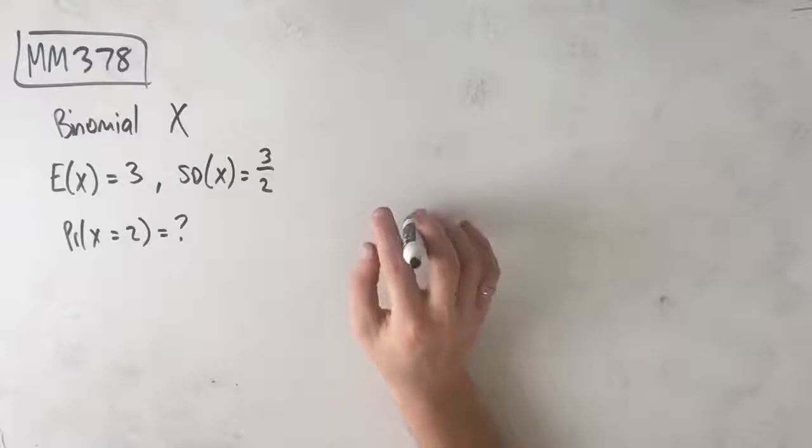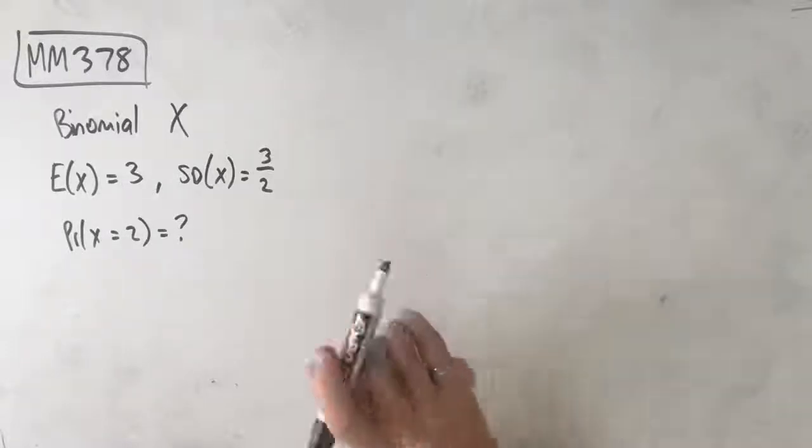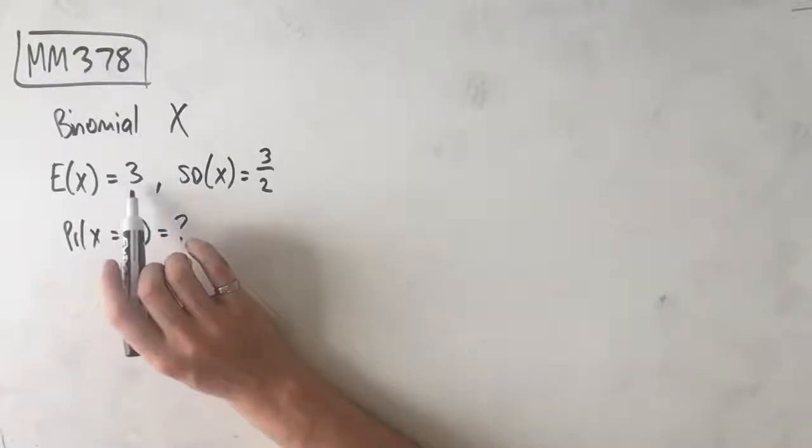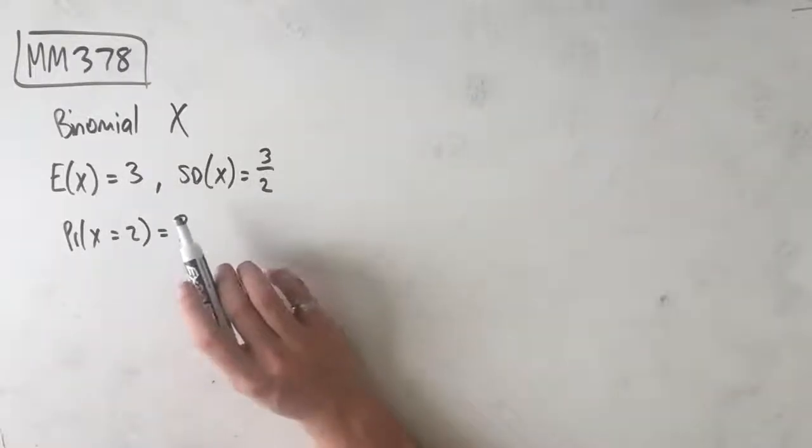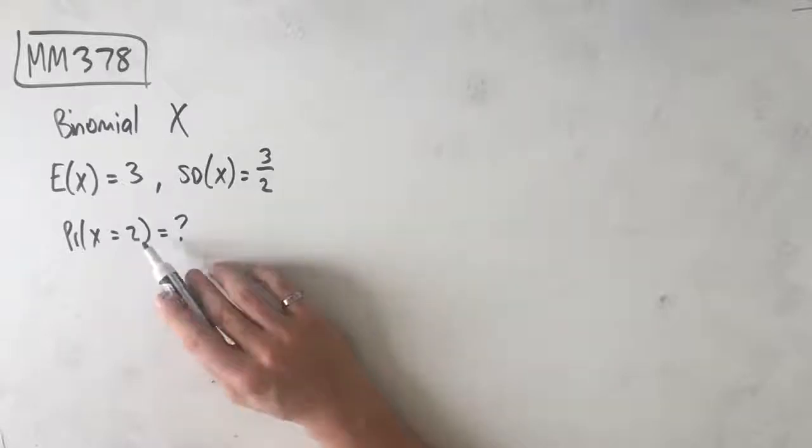In this question we've got a binomial random variable X where the expected value E(X) equals 3 and the standard deviation of X is equal to 3 on 2. Now we have to find the probability that X is equal to 2.